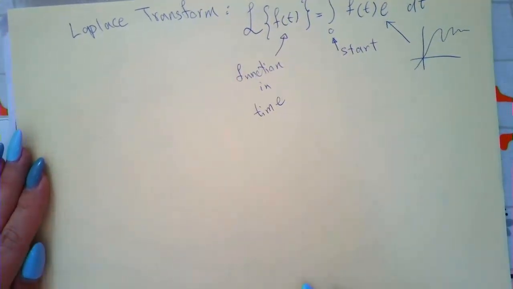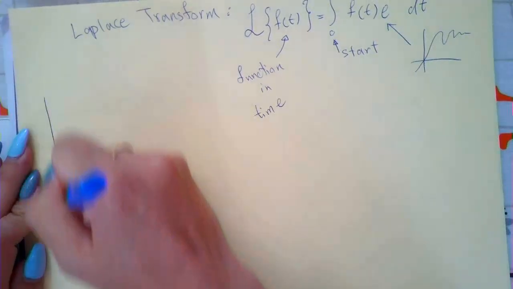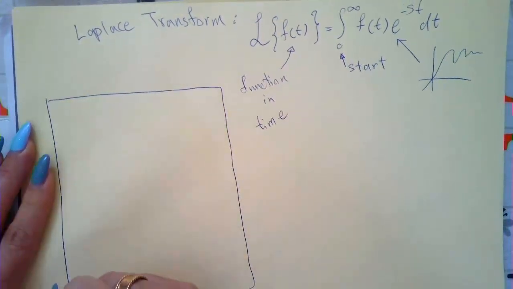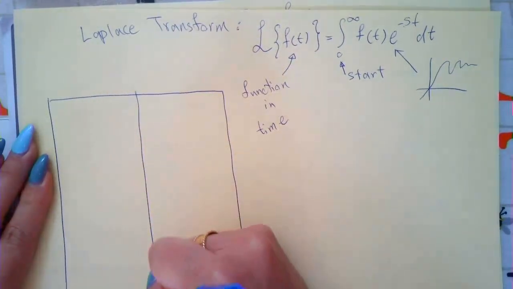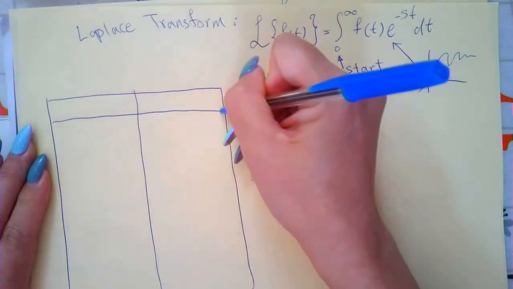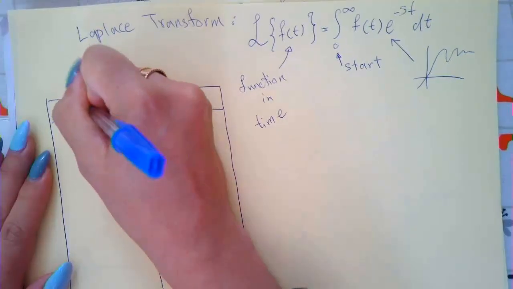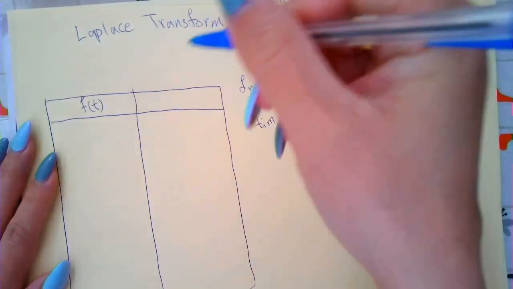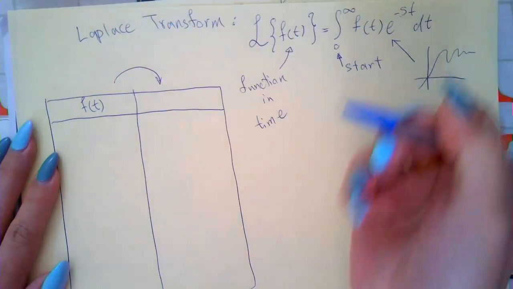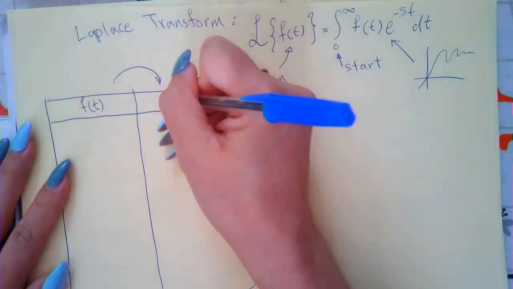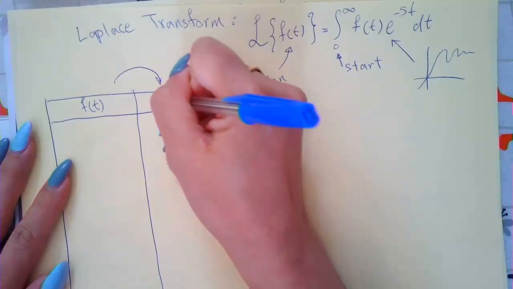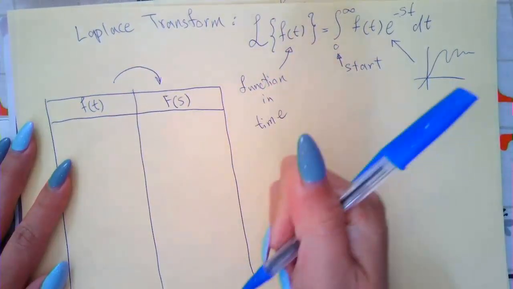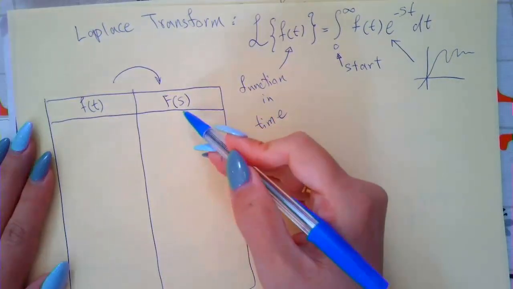Hopefully I have enough space. So let's make two tables. So one table here. Alright, I'm going to start from very simple. I'm going to have f of t, different kinds of f of t here, and the conversion after the transform, which is going to basically give us capital F of s, because t is being transformed to s.